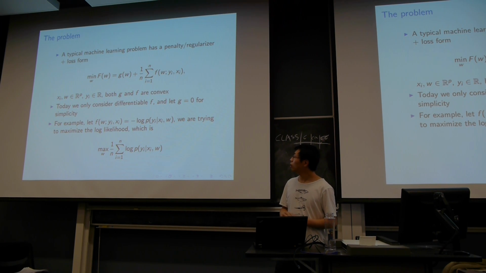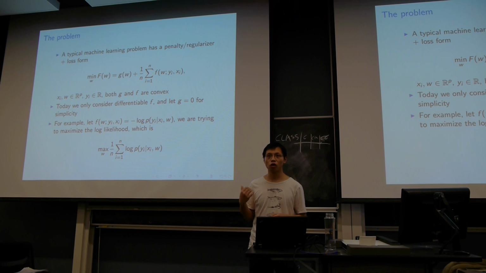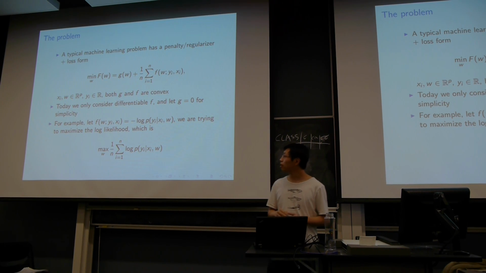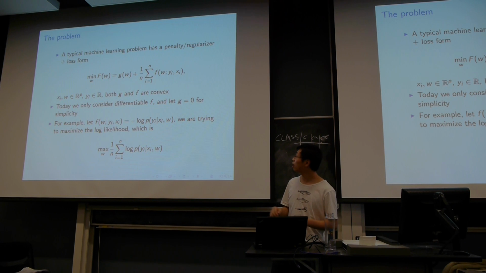Now, we usually consider both G and F to be convex. We call it convex programming. Today we only consider differentiable F, that is, the gradient of F always exists. And we let G equal 0 for simplicity.